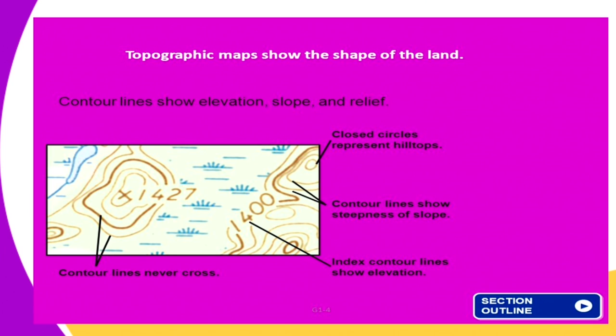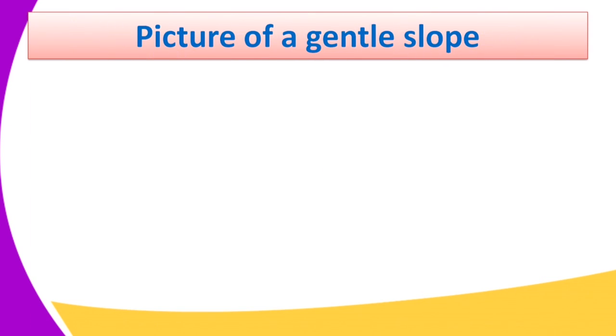In the same image, we have 1400 meters. So this will be the index contour lines which show elevation. On the map, we have contour lines that are marked in form of meters, and these measurements usually show the steepness of the elevation of a slope. We also have on the left-hand side the contour lines never cross each other. One thing that you should always remember on a topographical map is that contour lines will never cross each other.